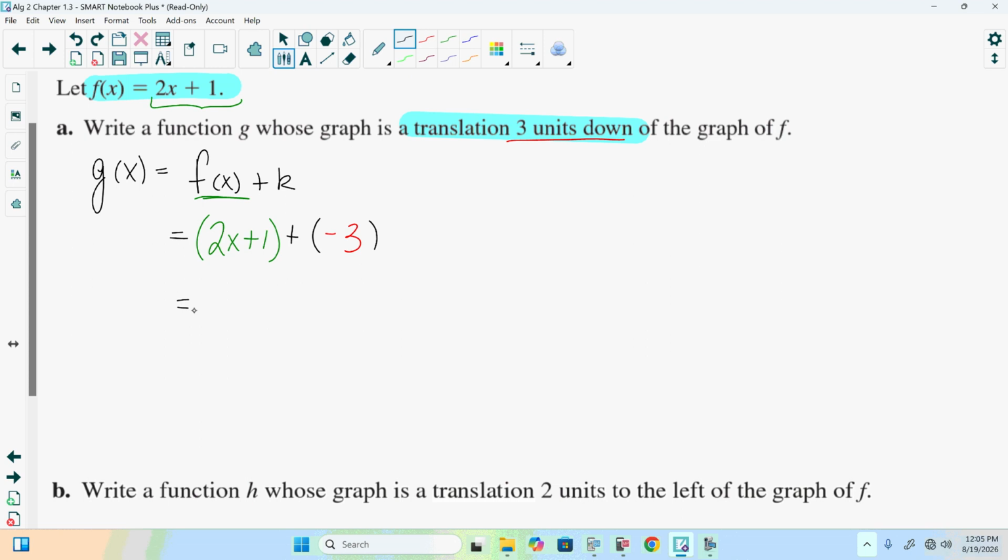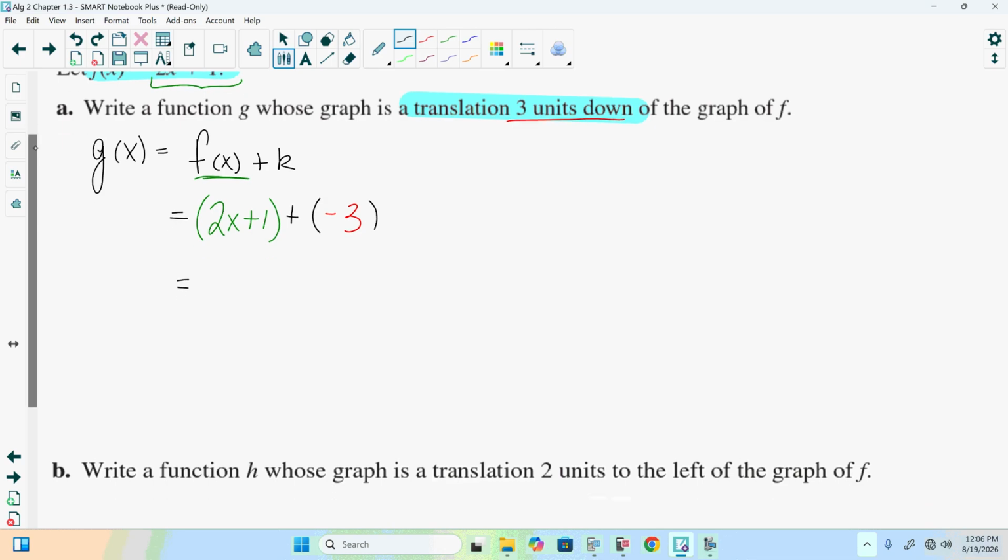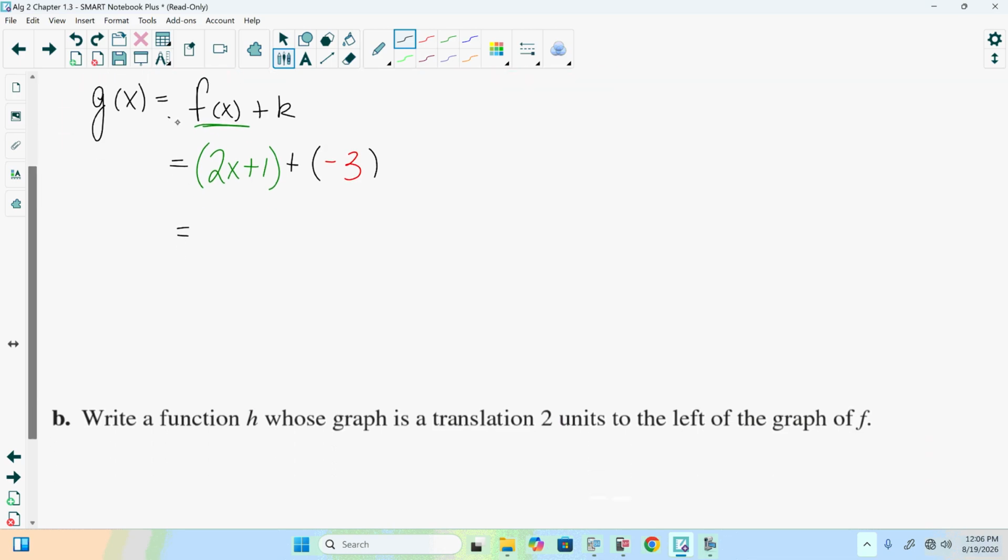Questions on this so far? Now, the last thing we need to do here is simplify our expression. Is there anything in front of the parentheses for our 2x plus 1? No, so there's nothing we need to multiply through, nothing we need to distribute, so it's still going to be 2x plus 1.